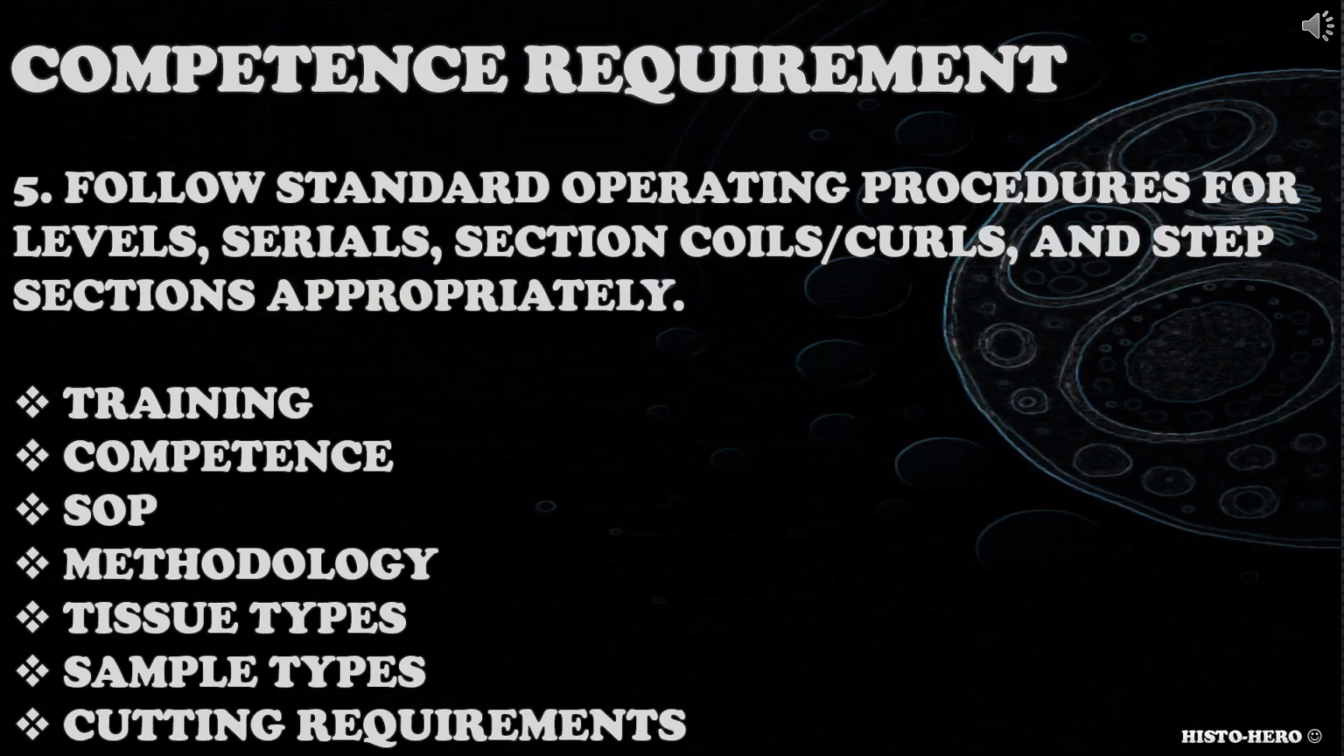The fifth competence requirement is follow SOPs for levels, serials, section coils, curls, and step sections appropriately. Candidate should be able to follow SOPs when cutting levels, semi-serials, curls or step sections. Can the candidate cut levels, serials, curls, or step sections appropriately? Do they know when to cut them? Do they understand the difference between them? Do they follow SOPs when cutting them?